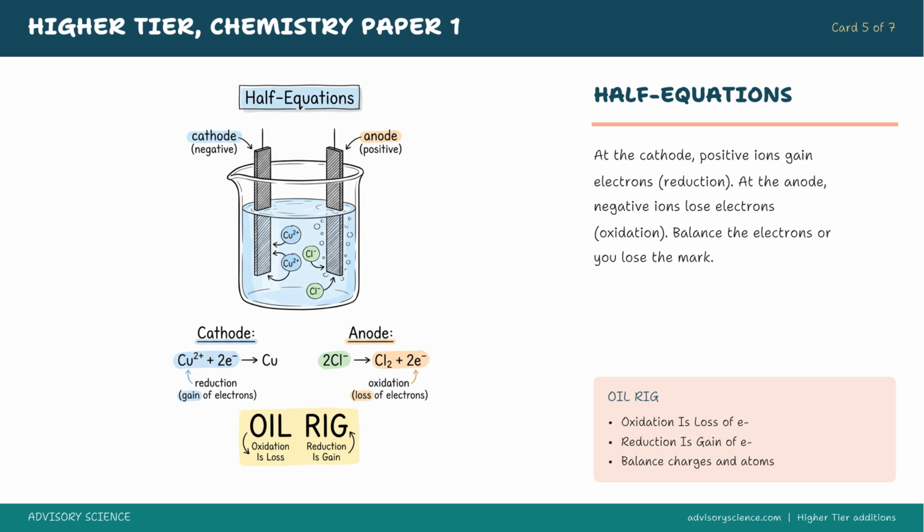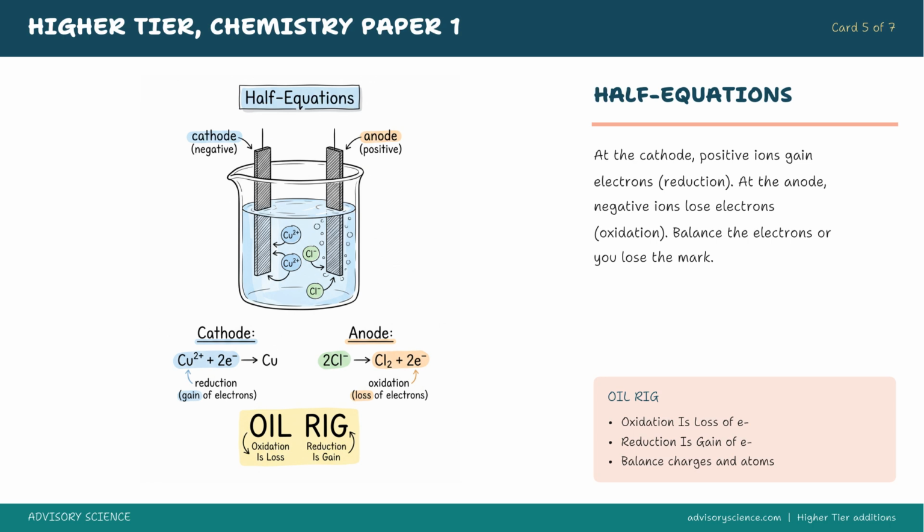So in this example, copper ions are gaining at the cathode. Copper 2+ plus 2 electrons gives you copper. Chloride ions are losing at the anode. 2 chloride ions gives chlorine gas plus 2 electrons.